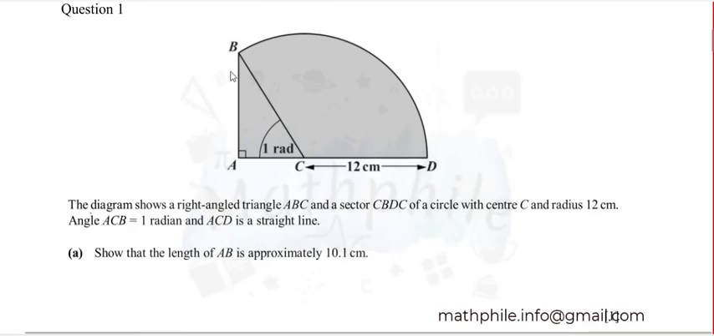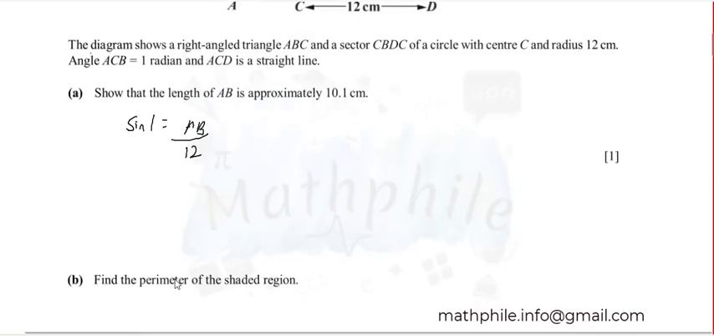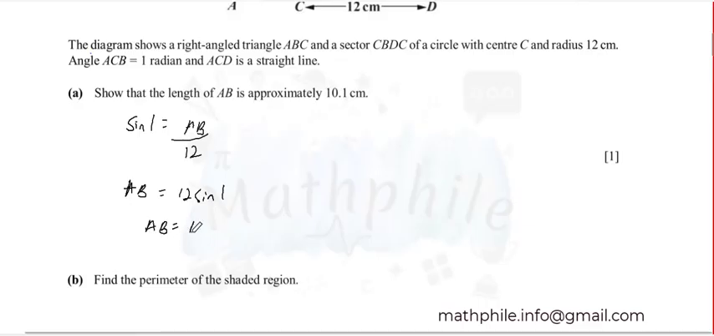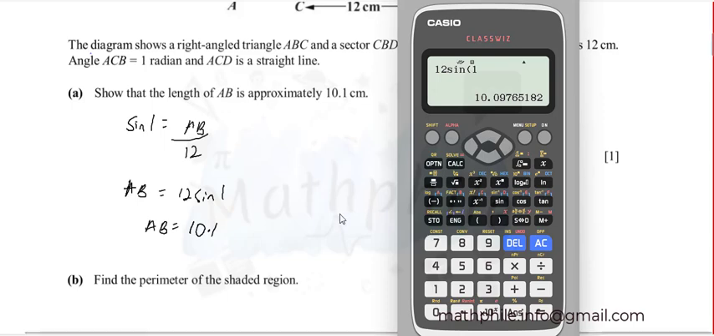Looking at this triangle, let's bring it out. I think we can show whatever we need from here, because it's a right angle triangle with this distance also being 12, since that is also a radius. So we can use sine: sine 1 radian is equal to opposite, which is AB, over the hypotenuse, which is 12. So straight away AB is equal to 12 sine 1 radian, and let's use a calculator. My calculator needs to be in radian mode, so let me change the settings. Okay, 10.097, so AB is approximately 10.1, since 10.097 is more or less 10.1.